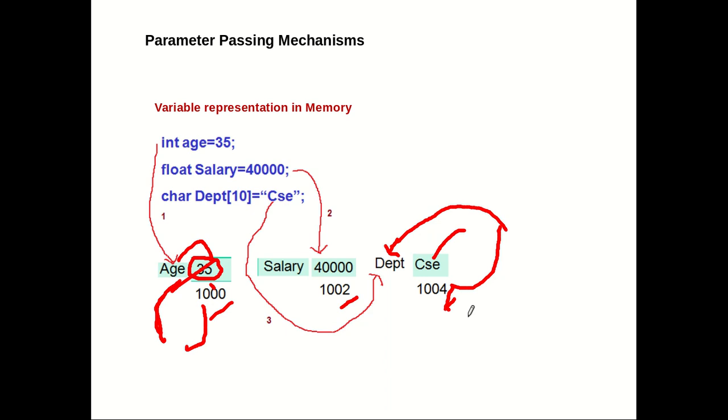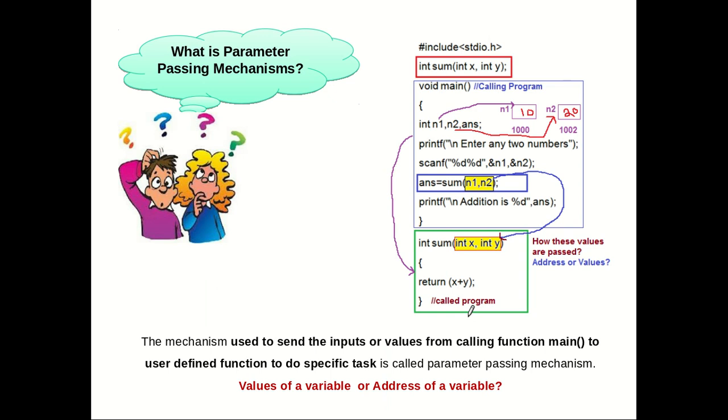In functions, whenever we are passing parameters, a question which may arise is whether I can pass the values directly to the function body or the address. These two are the possibilities. Either we can pass the values directly to the function body, or we can pass the addresses of the variables to the function body. That particular concept is called the parameter passing mechanism.